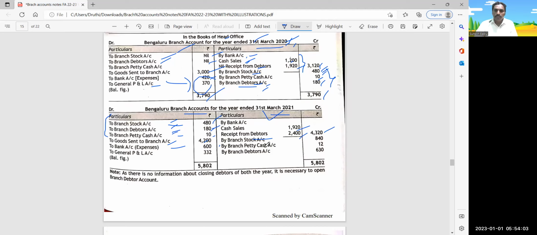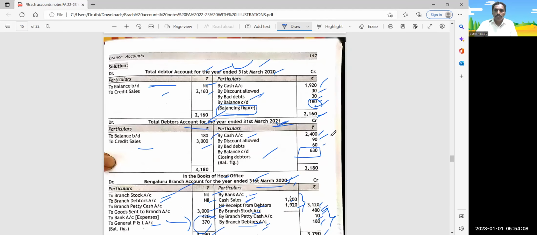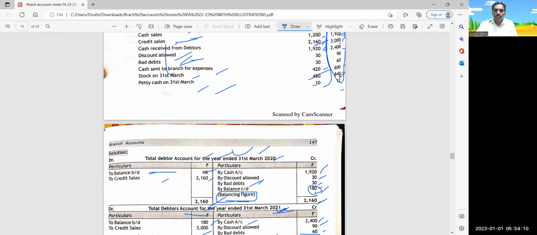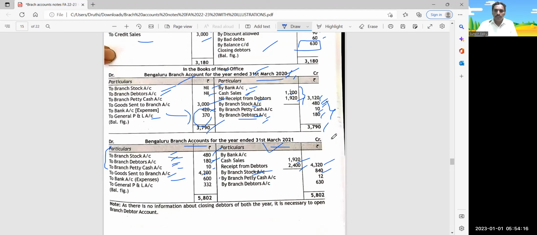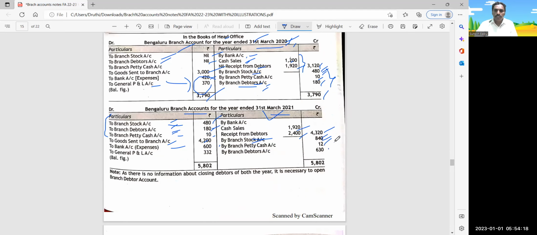So before balancing, what is very important? Closing stock 840. See here, information. Closing stock is 840. Closing petty cash 12 rupees. Closing debtors, which we have ascertained, 630. See, 840, 12, 630. Correct. Please check. Listen once again. Revise again and again. Right. So now you get 5,802 total on the credit side, 5,802 total on the debit side. Profit is 332.